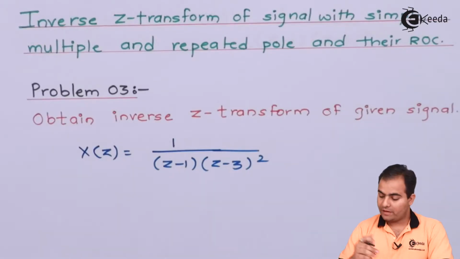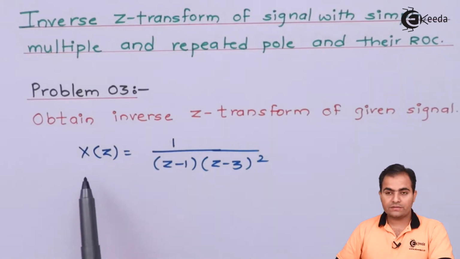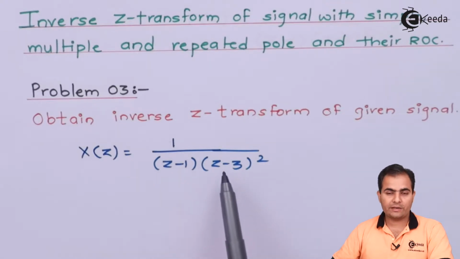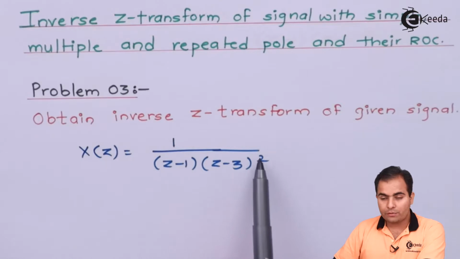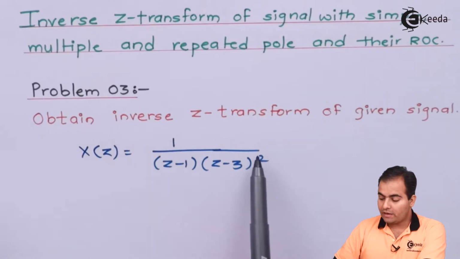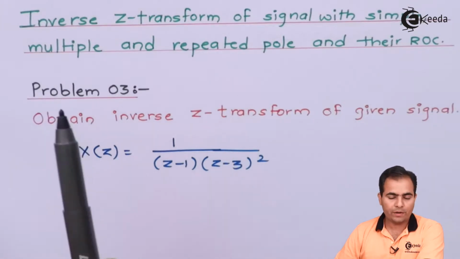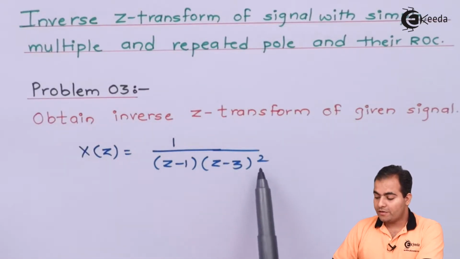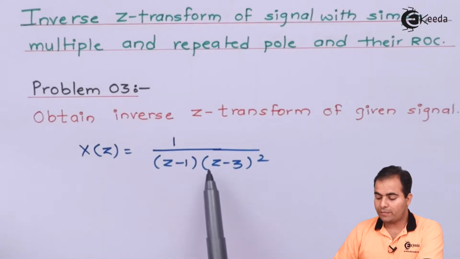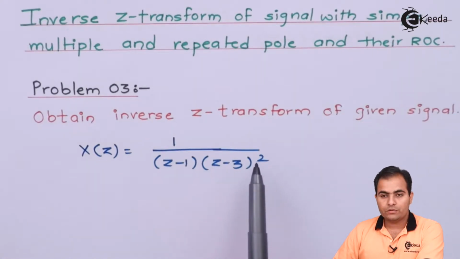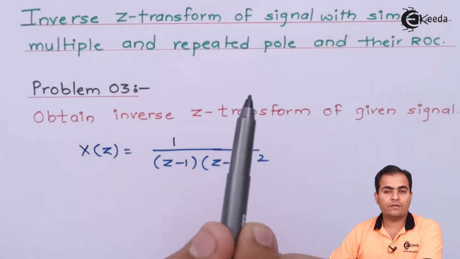Problem number 3. Obtain the inverse Z transform signal and it is given by X of z equal to 1 upon (z minus 1)(z minus 3) the whole square. Basically look at here. If we don't have a square in this question, then our question is based on simple pole and multiple pole. But right now we have a square in z minus 3, or you can say that the power of z minus 3 is 2, which means it is also a repeated pole. It is the example of repeated pole.